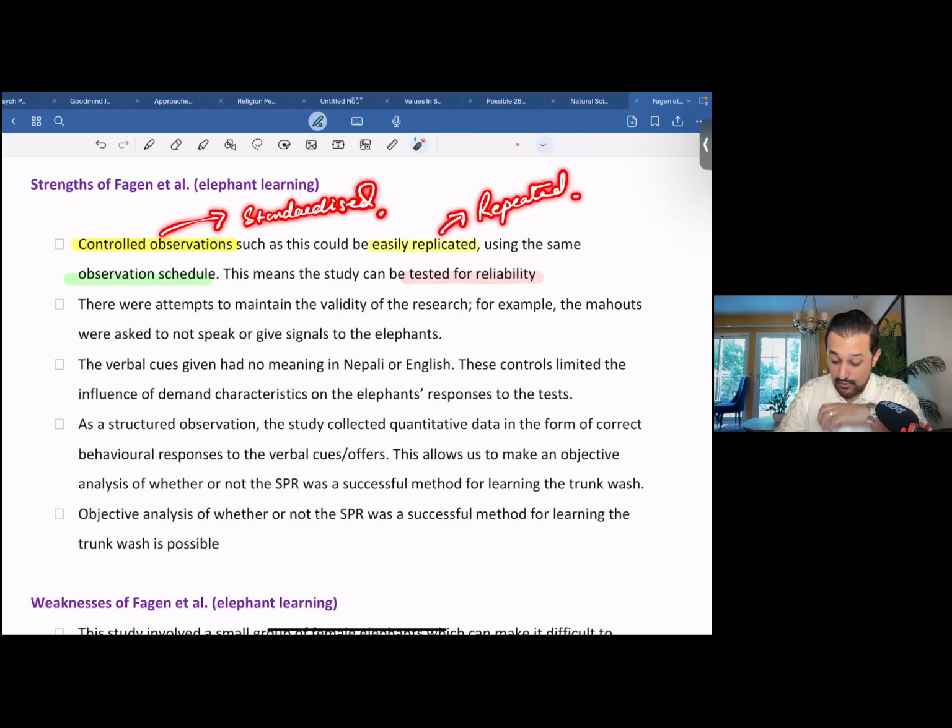Now, what was being replicated over here? What could have been replicated easily over here? The observation schedules that were used, right? This means that the study could be tested for reliability.